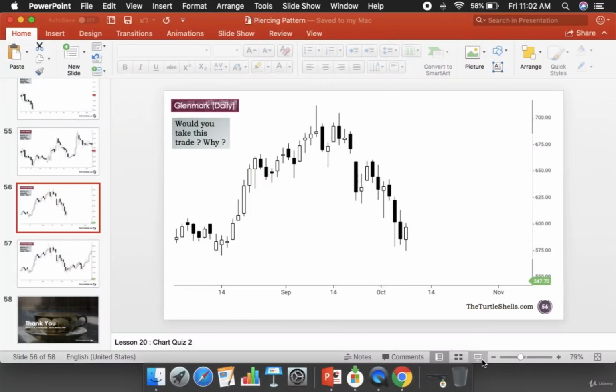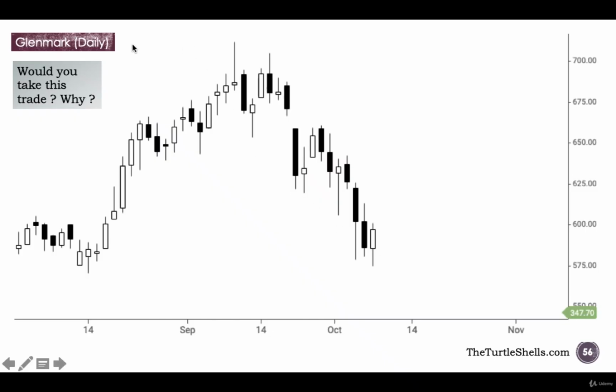Alright, let's have a look at another quiz question. So this is the daily time frame chart of Glenmark. Would you take this trade and why? So let's have a look at this. The market has gone up, then again it has come down. And this is the latest candle.